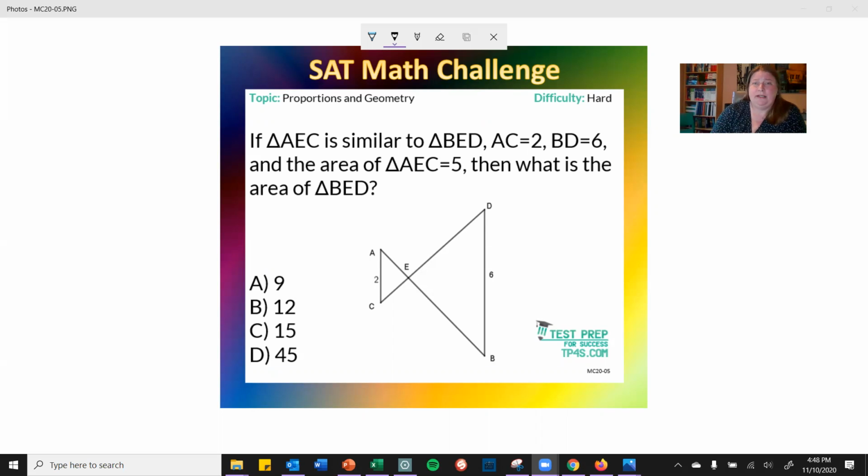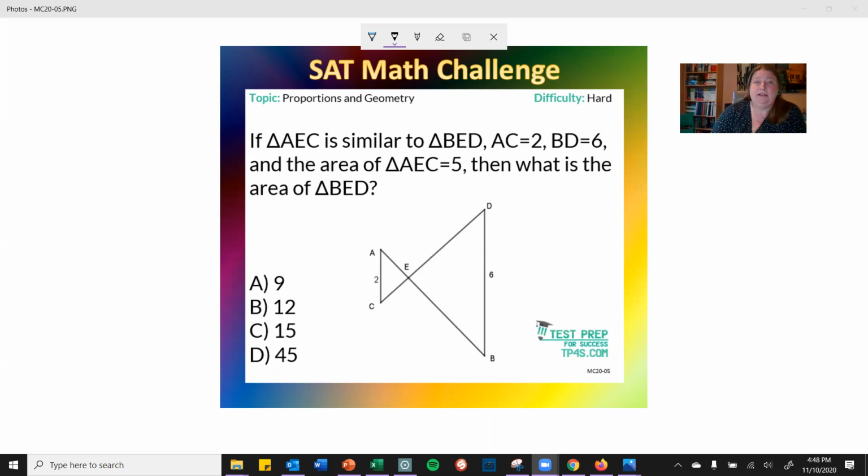And they gave us some more information here. AC equals 2. That's already drawn for us in the figure. BD equals 6. That's in the figure as well. And then the area of triangle AEC is 5. They'd like to know the area of the larger triangle.